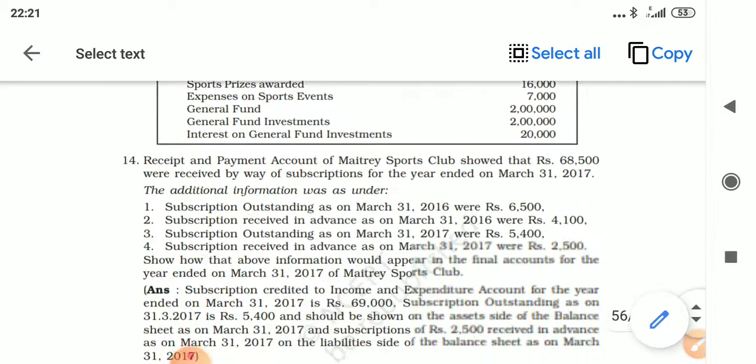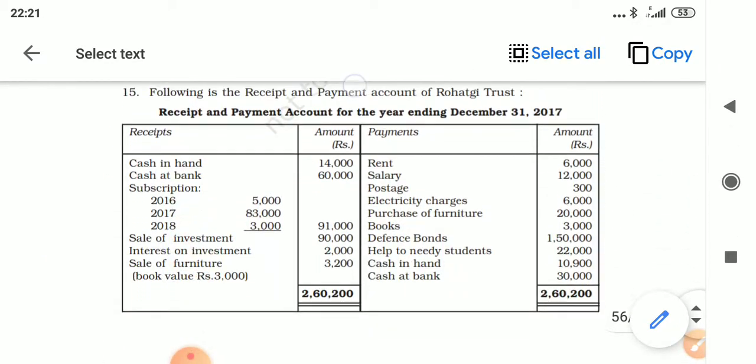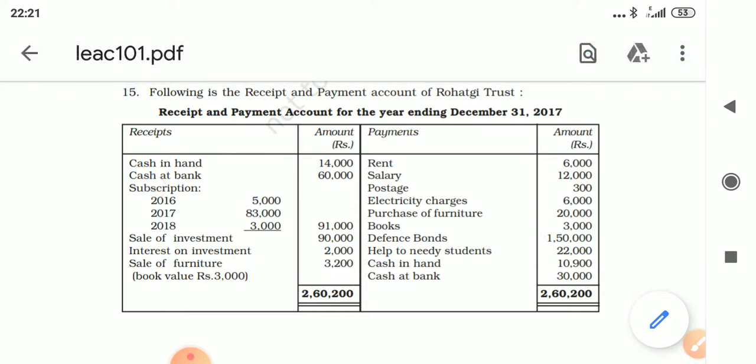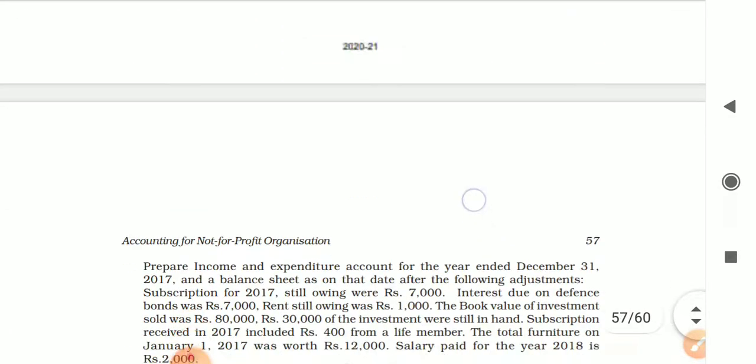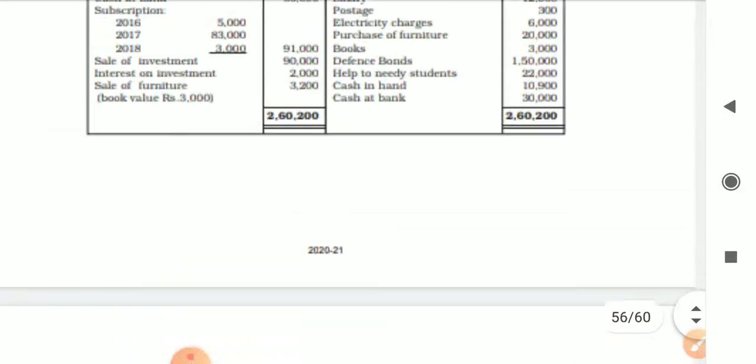Coming to the next question. Question number 15. Following is the receipt and payment account. Children, whenever you have such sums, always go through the sum completely. Read the sum first before starting to solve the sum. So I'll just go through the sum first.